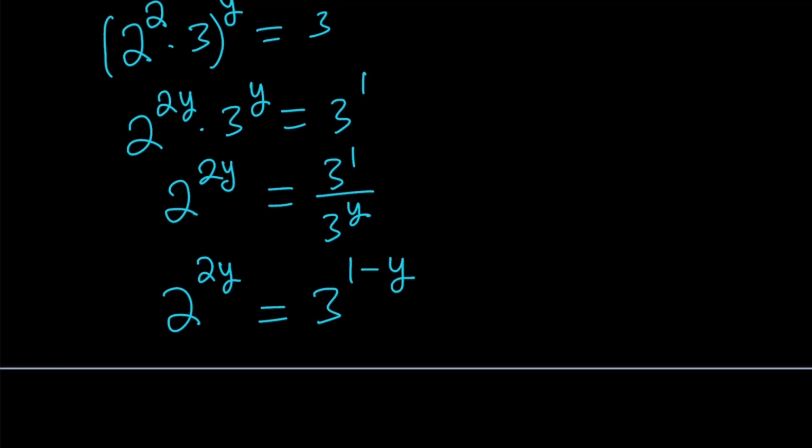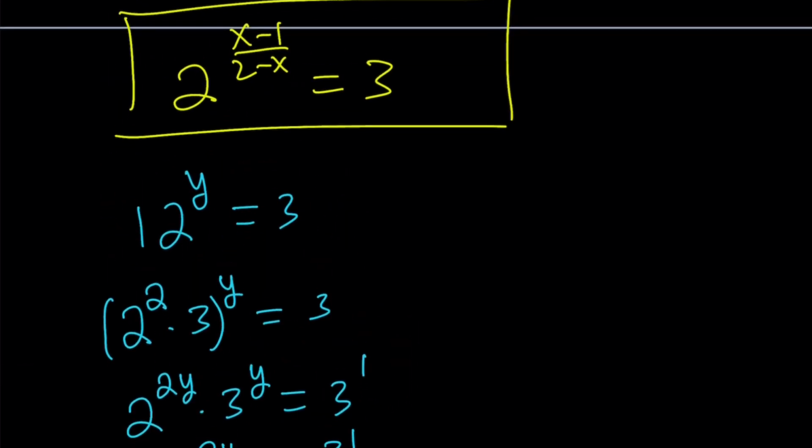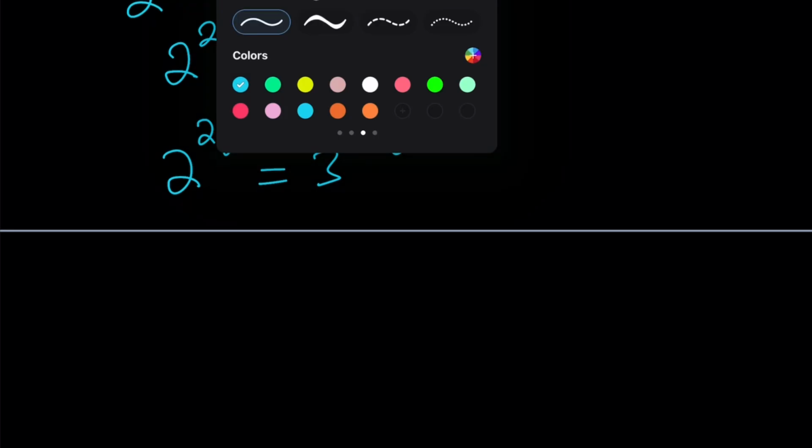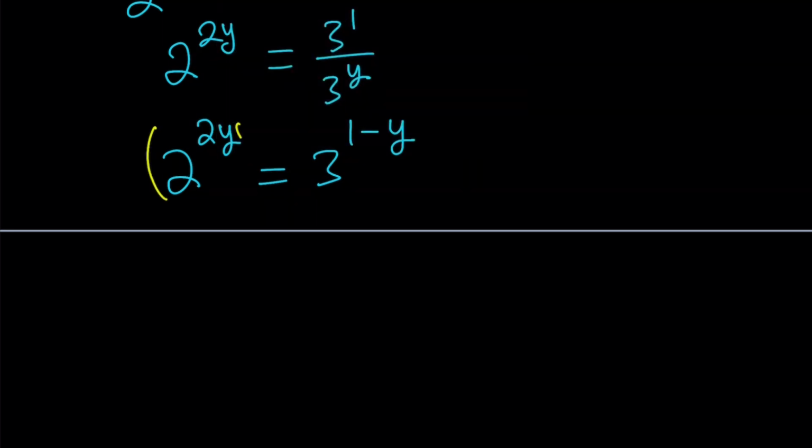See what I'm getting at? I can do the same thing. Notice that I was able to isolate the 3. Let's do the same thing. So I want to get the 3 by itself. Let's go ahead and raise both sides to the power 1 over 1 minus y. And obviously, y does not equal 1.